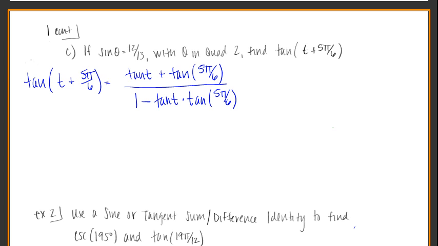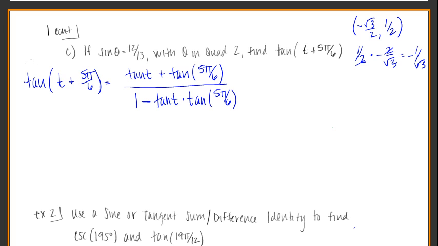Okay, so let's think about this for a second. What is the tangent of 5 pi over 6? At 5 pi over 6, our coordinate is the negative square root of 3 over 2, 1/2. So if I take the ratio of the y value divided by the x value, or multiply by that reciprocal, you will see that it's the negative 1 over the square root of 3.